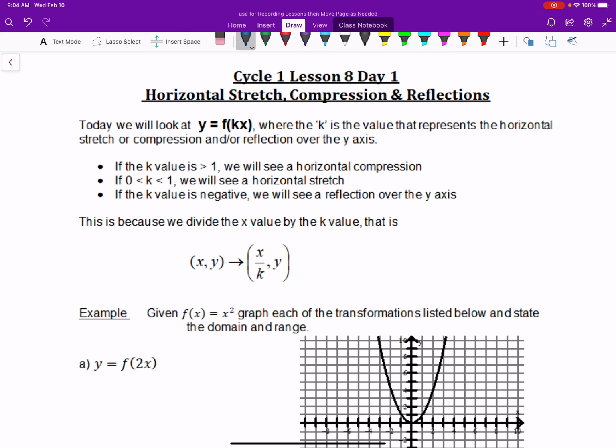So you may have wondered why there's no horizontal stretch if there's a vertical stretch, and it turns out there is one. It's simply that in grade 10 you didn't talk about it. It was probably considered a little bit more advanced than where you were at that point.